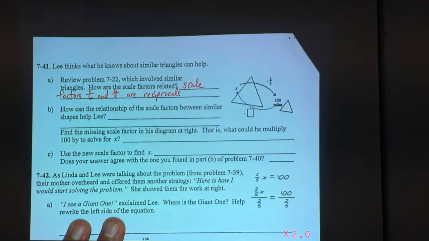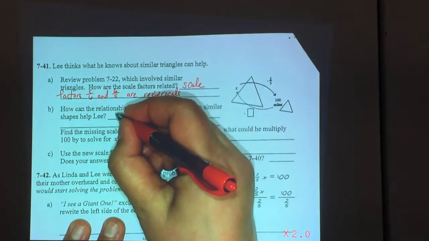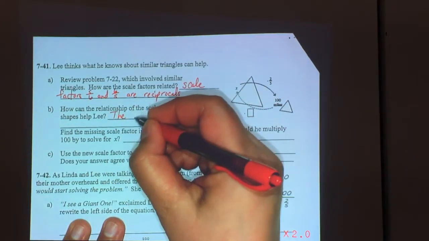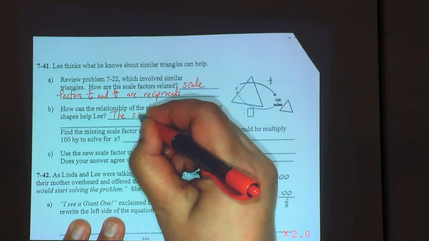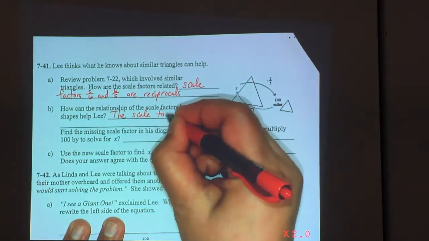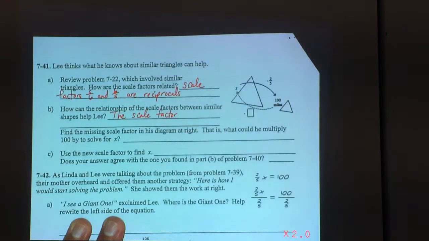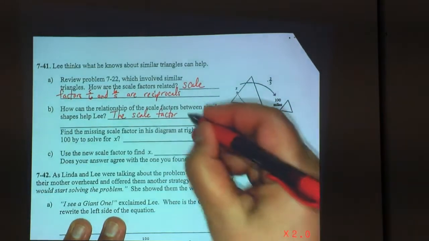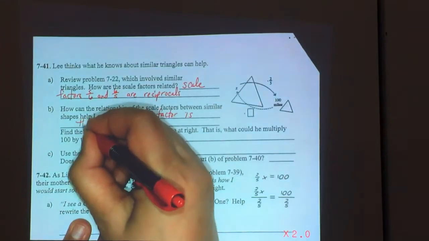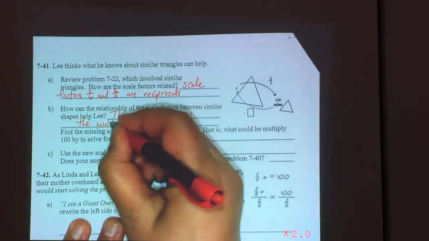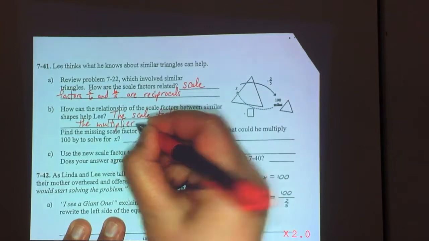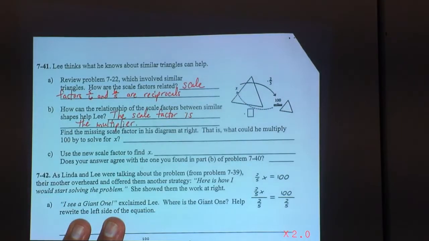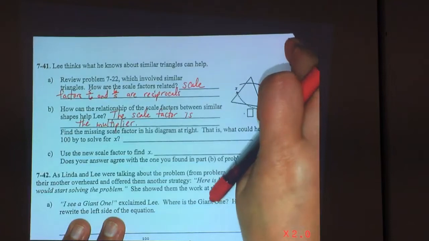How can the relationship of the scale factor between similar shapes help Lee? Well, the scale factor is the multiplier. What's the job of the multiplier? It is to multiply. Okay. Find the missing scale factor in the diagram at the right. That is, what could he multiply 100 by to solve for x?